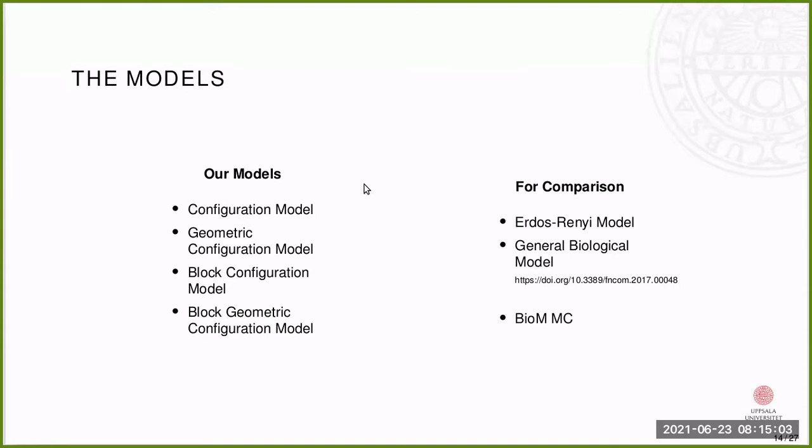So for the case of the Erdos-Renyi model, we just take statistics from the BioM microconnectome, whereby we have approximately 31,000 neurons. So if we look at the matrix that can represent this, we have almost 1 billion potential connections.